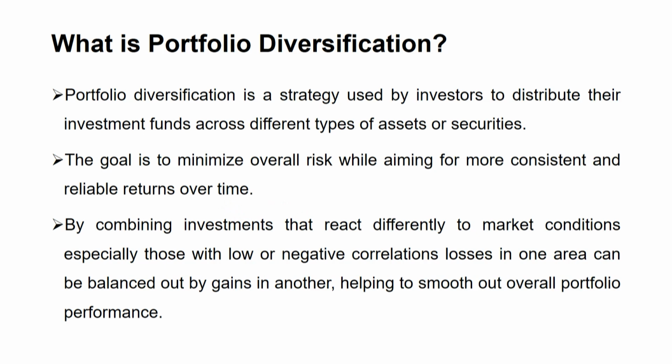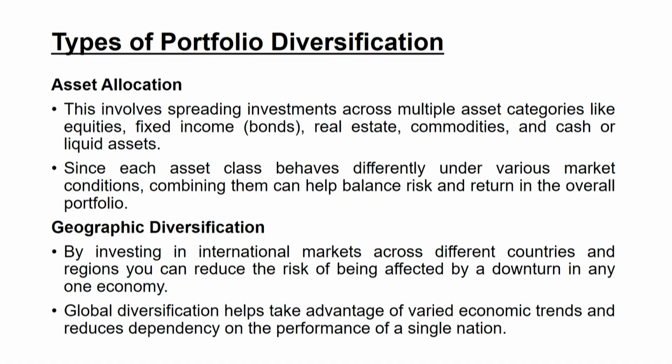Here, by combining investments that react differently to market conditions, especially those with low or negative correlations, losses in one area are balanced out by gains in another area, helping the investor to smooth out overall portfolio performance. So the diversification procedure is basically a strategy formulation for minimizing the risk invested in the investment procedure of an investor.